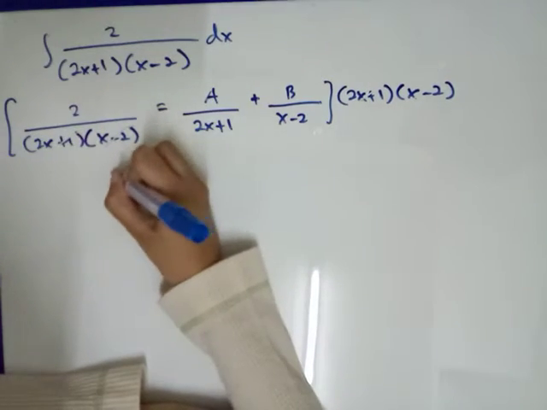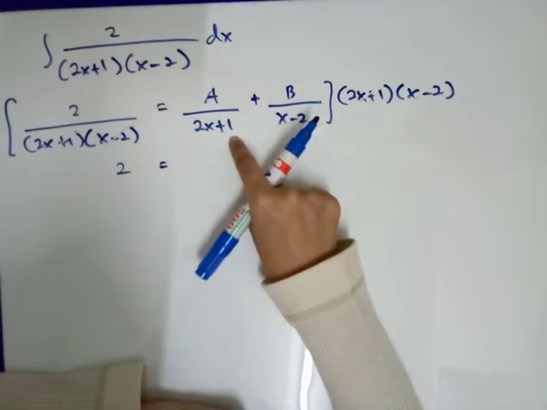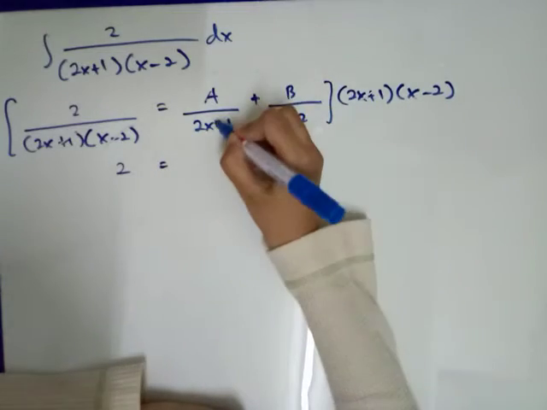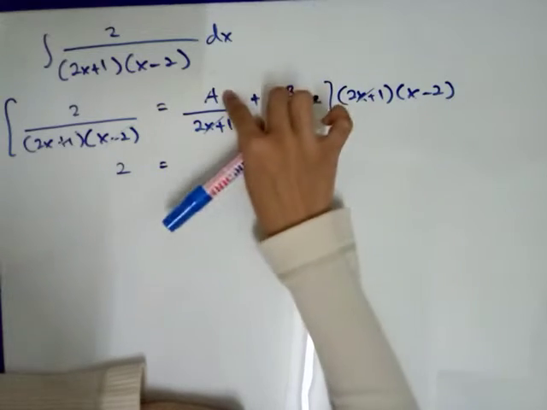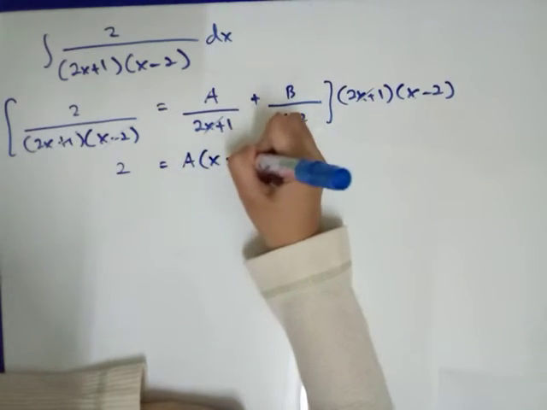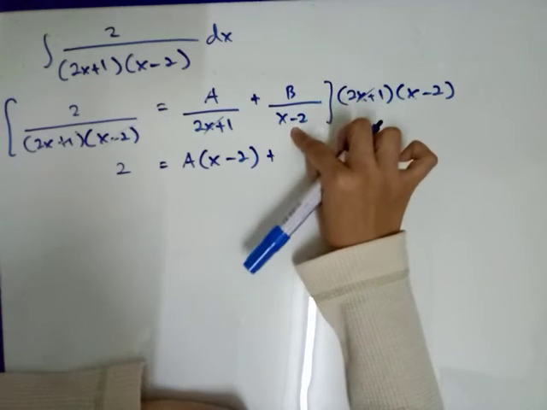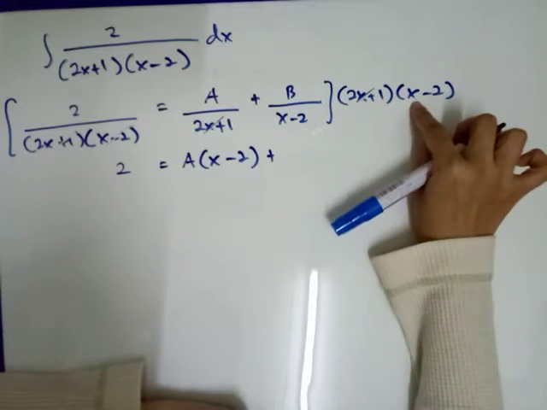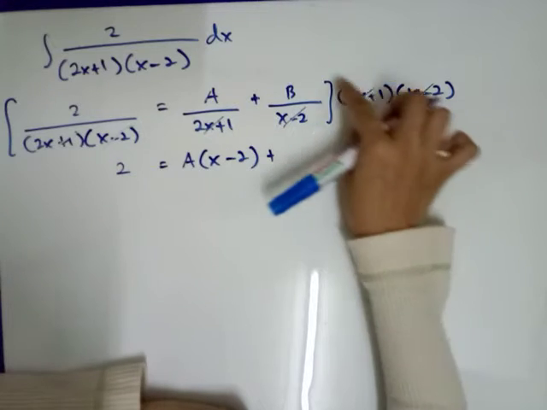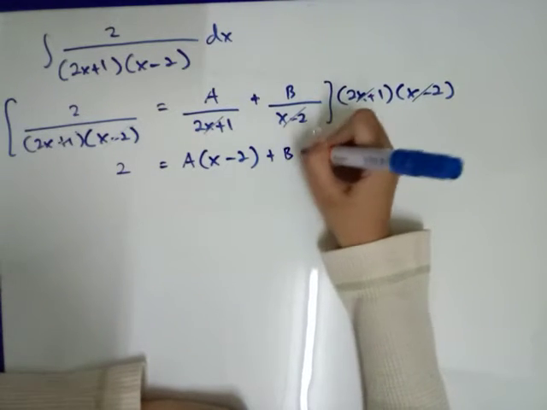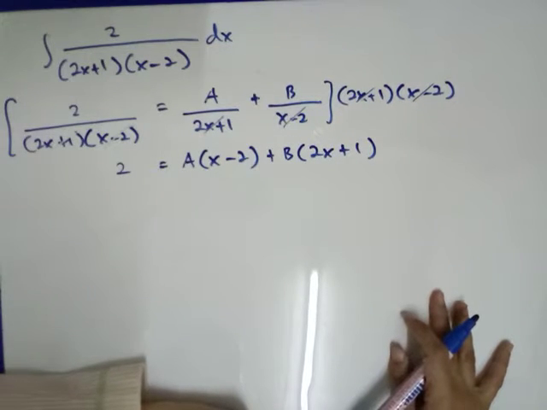So yang ni tinggal 2. For A over 2x plus 1, 2x plus 1 times 2x plus 1, we can cancel out. Then the rest is (x minus 2) times A. Plus B over x minus 2: x minus 2 we can cancel out with this x minus 2. So the rest is (2x plus 1) times B. Okay, can you get it?